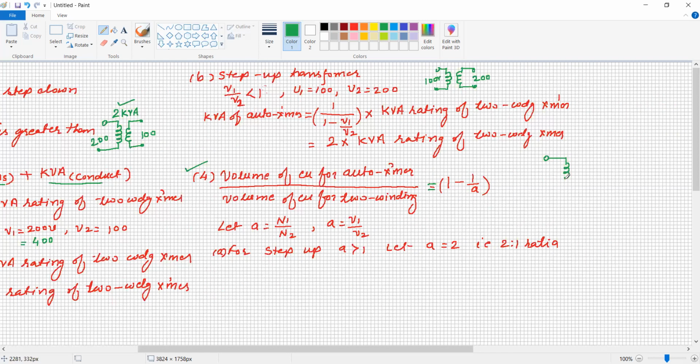Say this is the... I will draw with respect to the thickness.